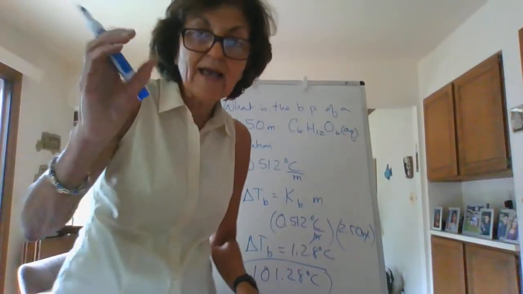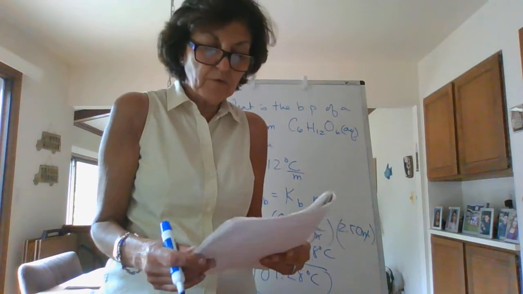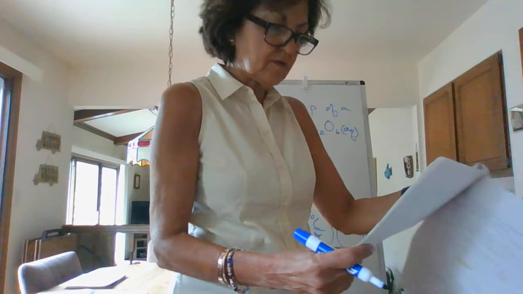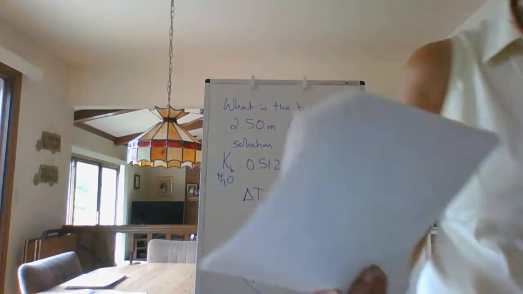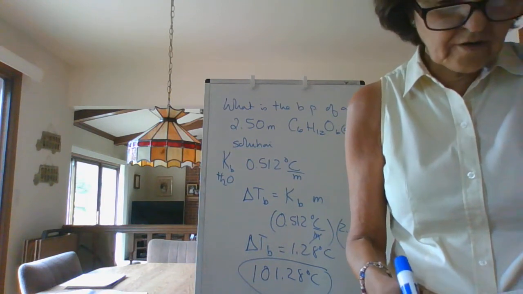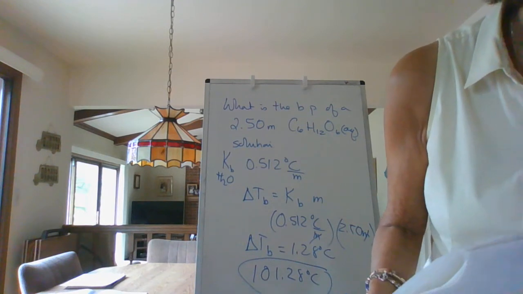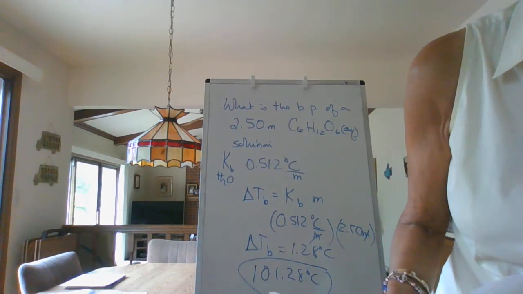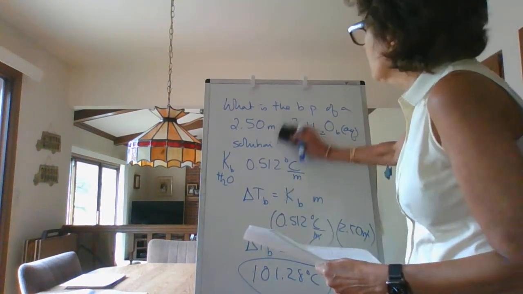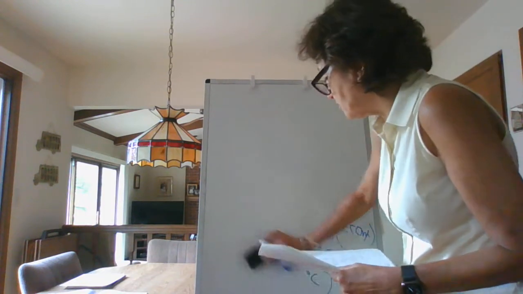What did I do? I added the delta T to the normal boiling point of the pure solvent, which is water. Okay, so that's that one. Let's do another one that has a little bit more to it. All right, should I do this one here? Okay. All right, let's do this one. All right, so now I'm going to do a freezing point depression of a non-electrolyte also, okay?